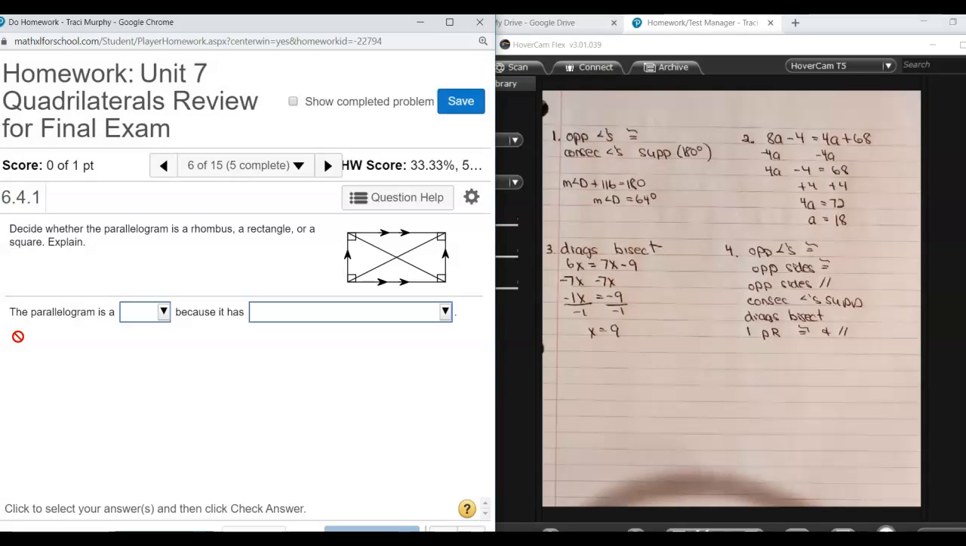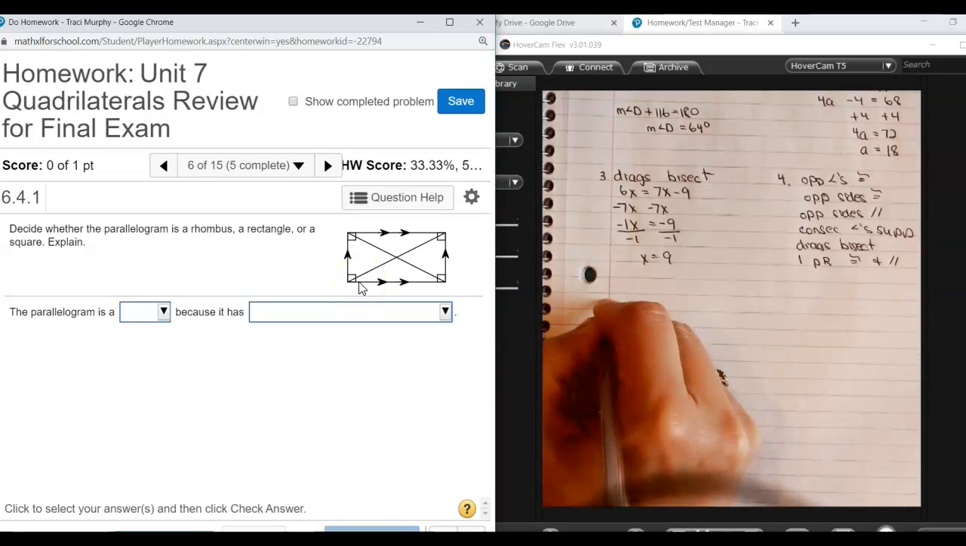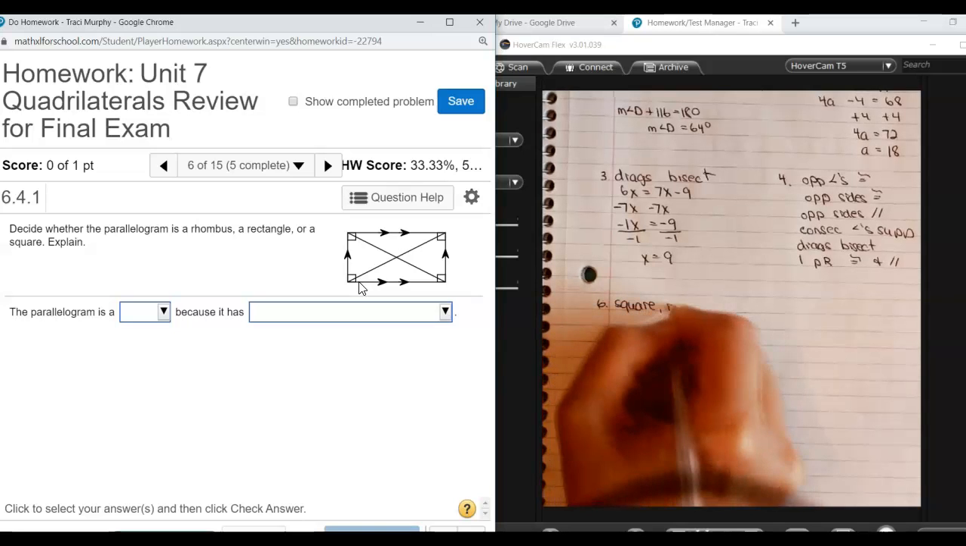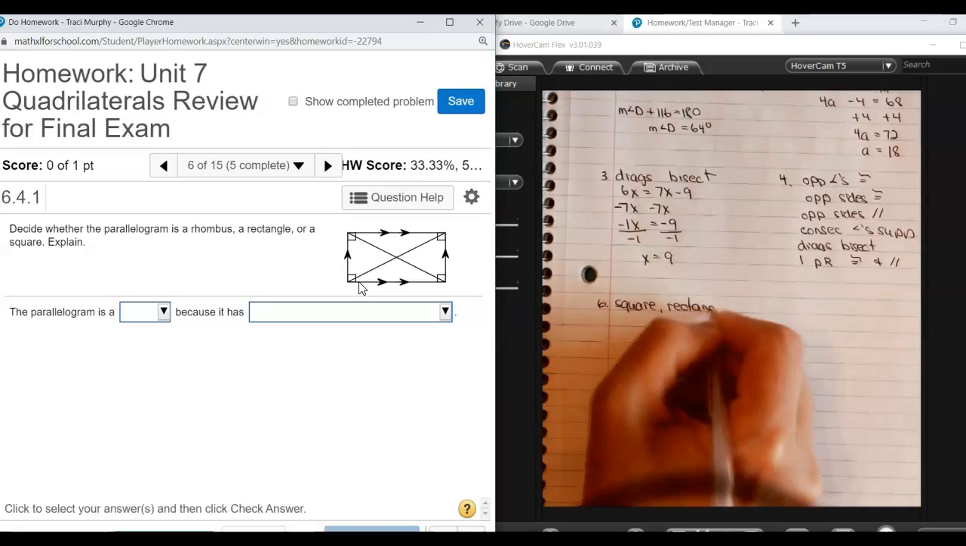Okay, next we need to figure out whether this is a rhombus, a rectangle, or a square. Well, first of all, I can see I've got right angles, so at a minimum, I'm thinking in my mind, and this is question number 6, it either has to be a square or a rectangle because we've got the right angles.